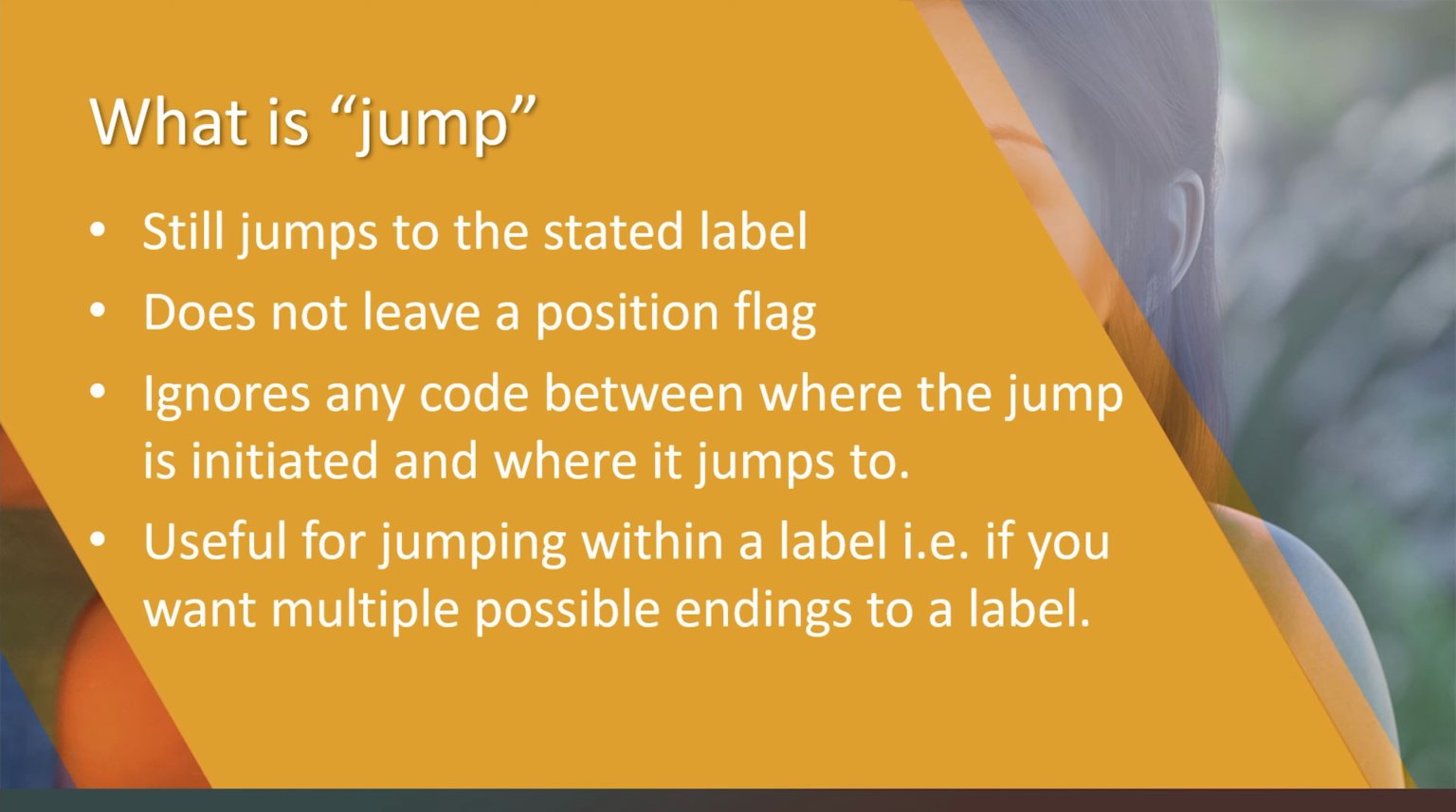In contrast, a jump allows us to move to a different position in our code, to jump to a label, but it doesn't leave a positional flag. It also ignores any code between where we initiate the jump and where we jump to, meaning that we can jump over pieces of code that we don't want to initiate. This is very useful for jumping around within a label if you want multiple possible endings to a label or you just want to skip over certain pieces of code.